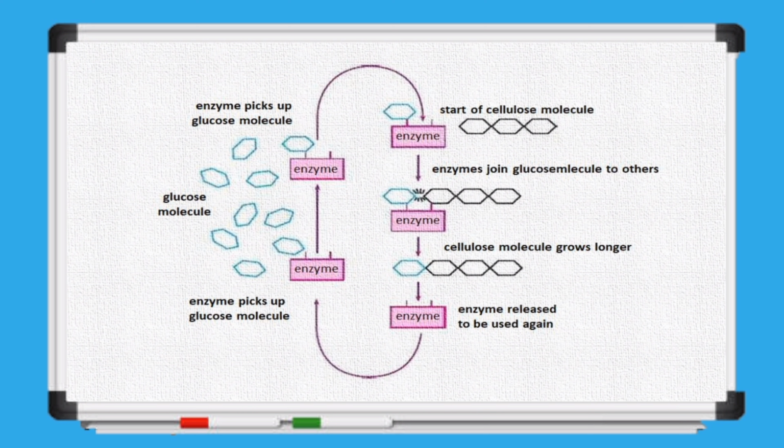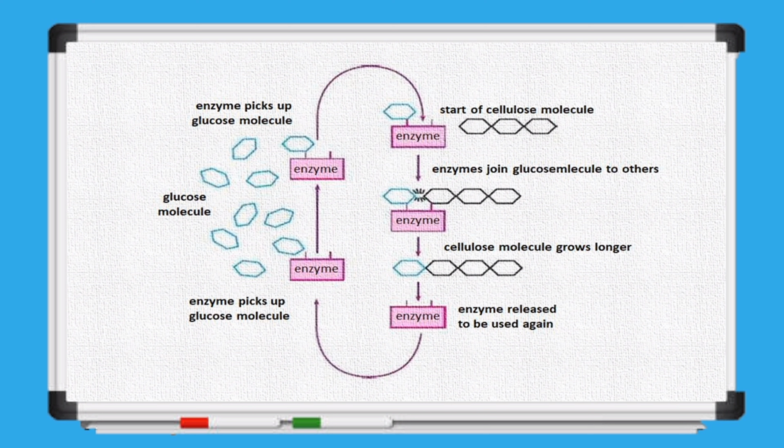It doesn't just stick glucose anywhere, it forms a specific type of bond called a beta-1,4-glycosidic bond, which is unique to cellulose. Next, in step 4, the cellulose chain grows longer as more glucose molecules are added one by one. And finally, in step 5, the enzyme lets go and is ready to repeat the process again. This shows another key feature of enzymes, they aren't used up in the reaction. They can keep going, again and again.